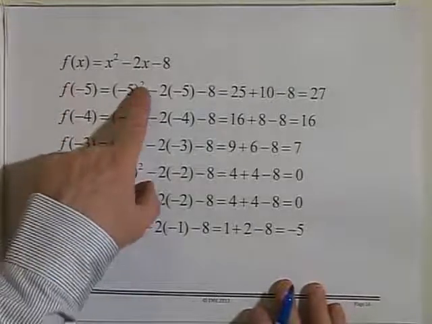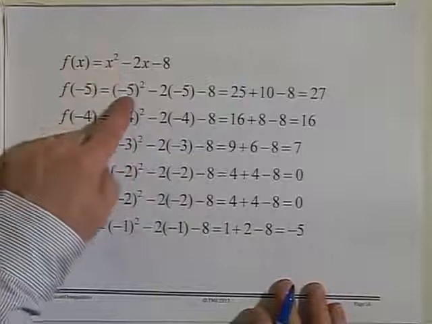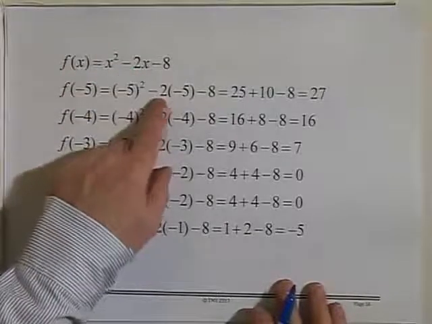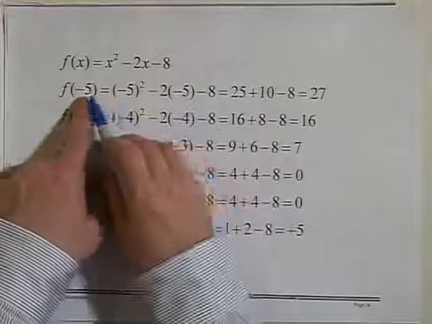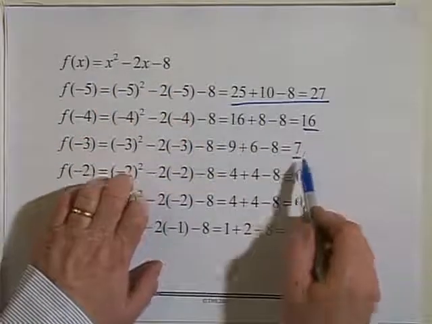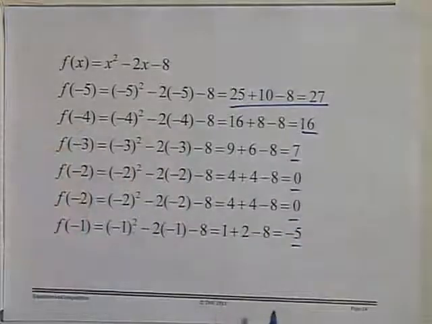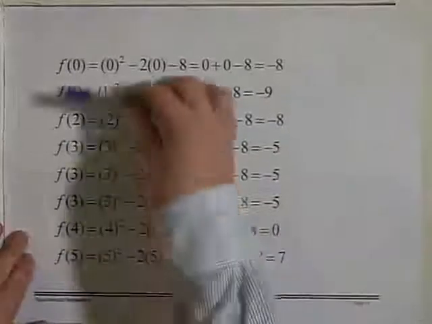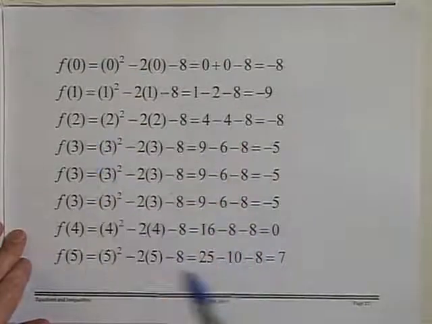So we get a whole table of them, starting at -5. For -5, we say (-5) squared, because everywhere we see an x, we put in the -5. Minus 2x, remember to keep the -5 in the brackets, and then minus 8. We work out all those numbers. And equally for the values above 0 up to 5.